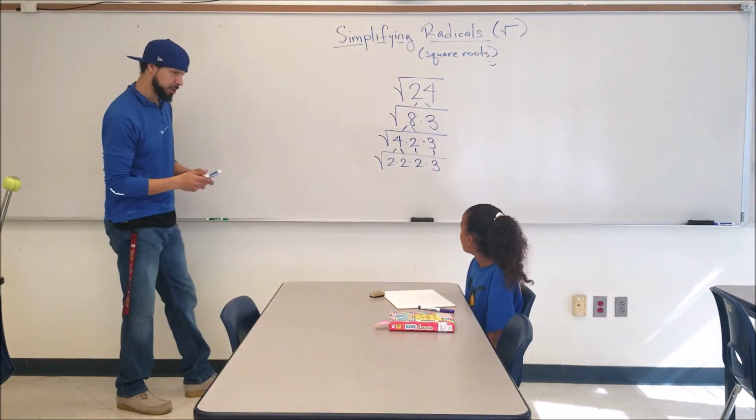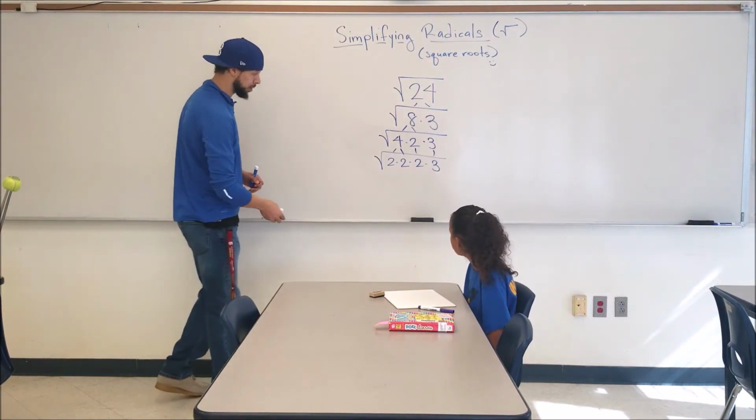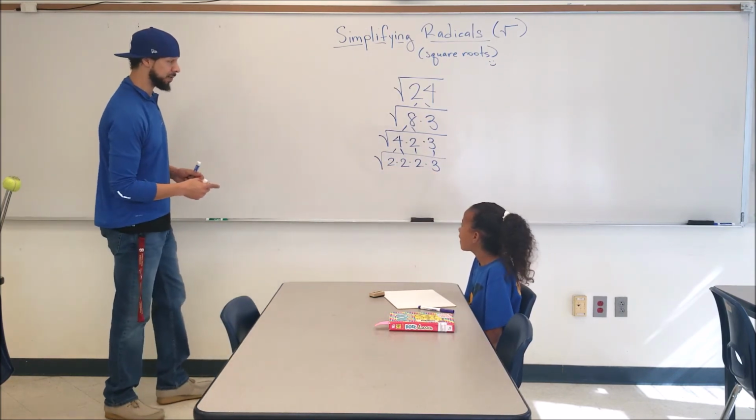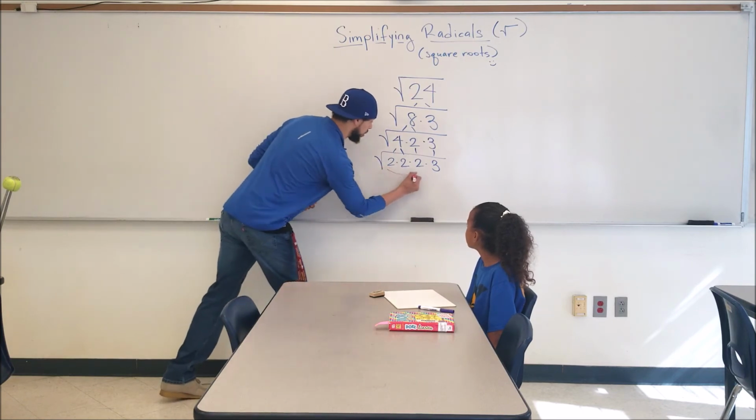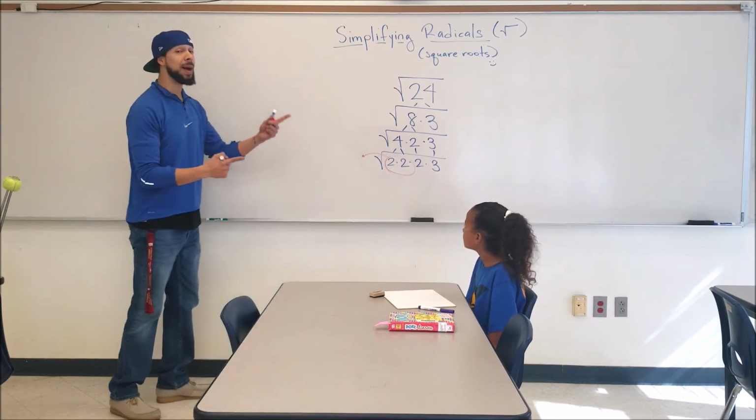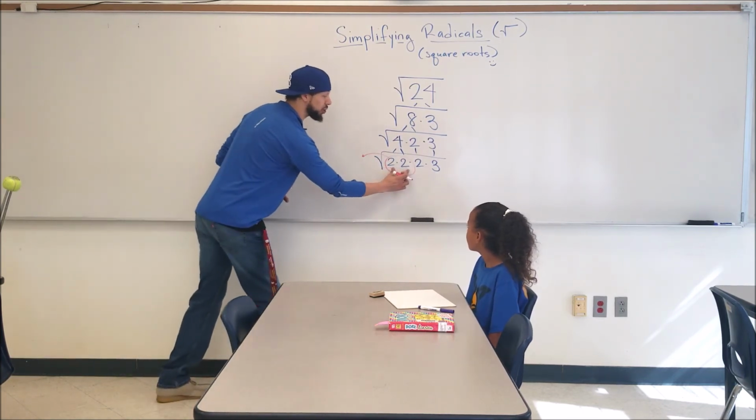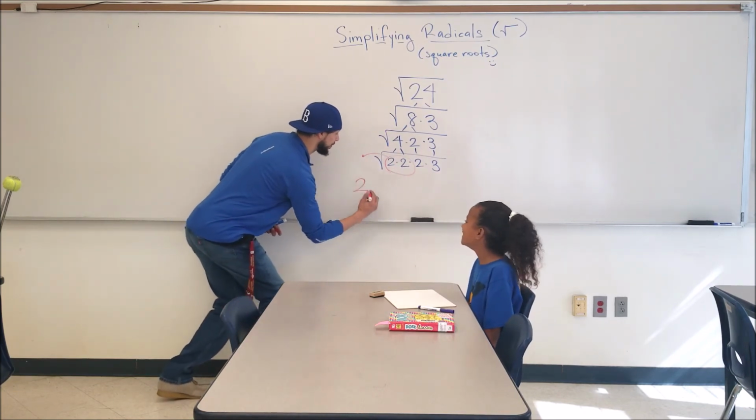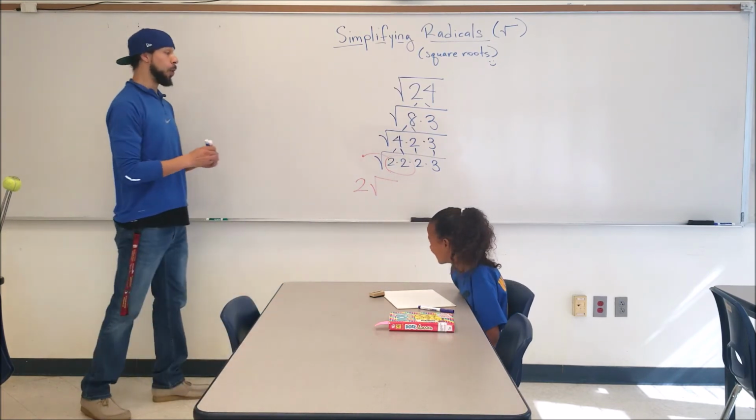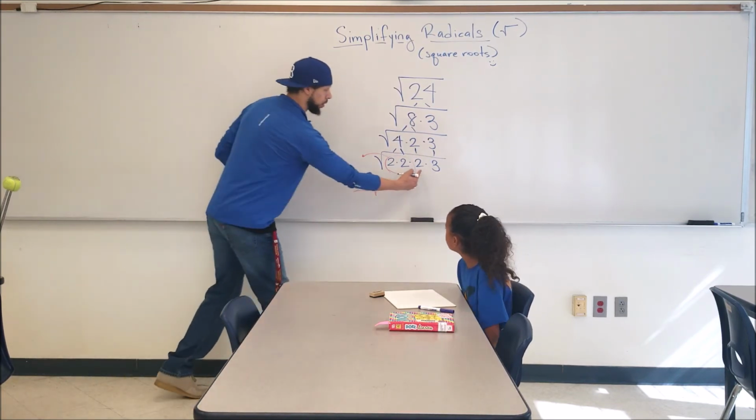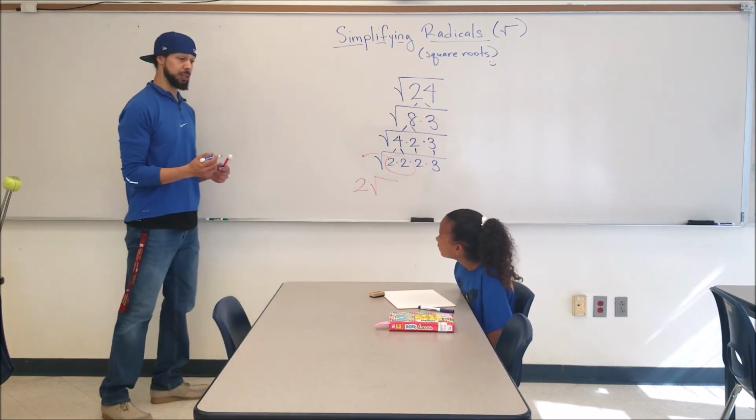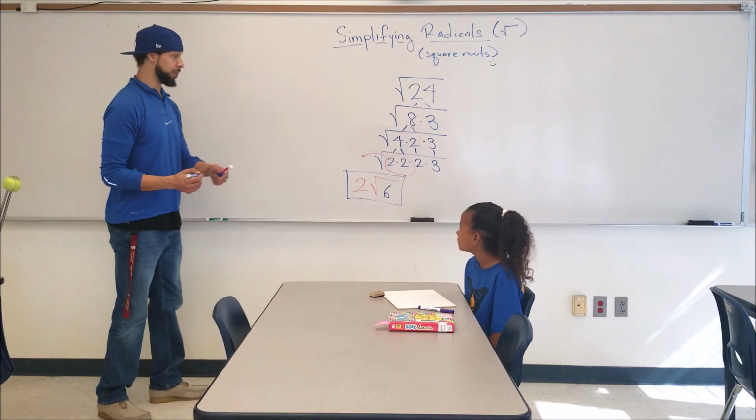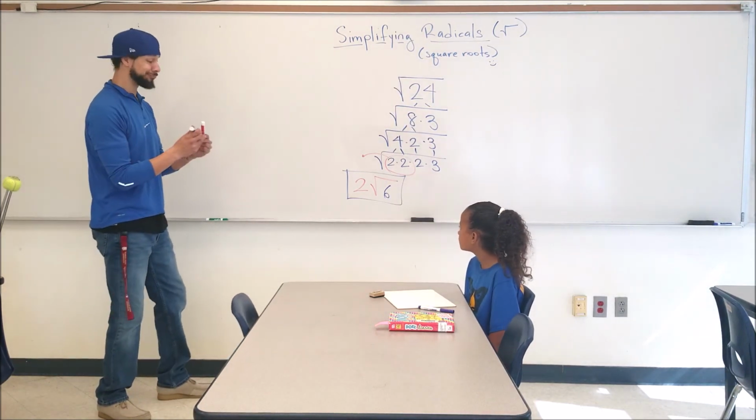You got any pairs? Twos. Pair of twos. And them twos come outside. They're joined happily together now, and they come outside. And what's left inside? A 2 and a 3. And 2 times 3 is? 6. Isn't that the same thing we got before? Yes.